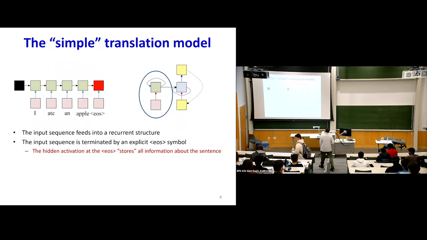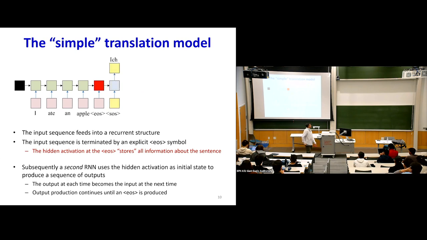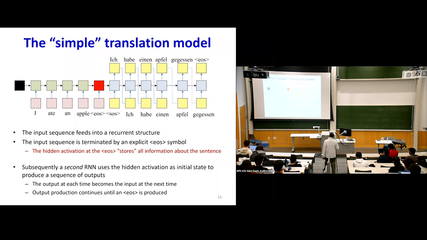So, okay. I call this the simple translation model because it's a very simple model. You guys could just implement it today and no big deal, right? It's not going to take a lot of coding on your part. So you had the input sequence, which feeds into a recurrence structure. The input is terminated by an explicit end of sequence marker. And then once you get an end of sequence marker, the corresponding hidden representation supposedly captures all the information about the input sequence. And then the decoder, the second recurrent neural network, uses that final hidden activation as an initial state and a start of sentence marker as your initial symbol, and then proceeds to generate outputs like so, right? And at each point, the decoder generates a probability distribution. You're drawing the word from that distribution and feeding it back into the network. You continue this until an end of sequence marker has been generated at the output.